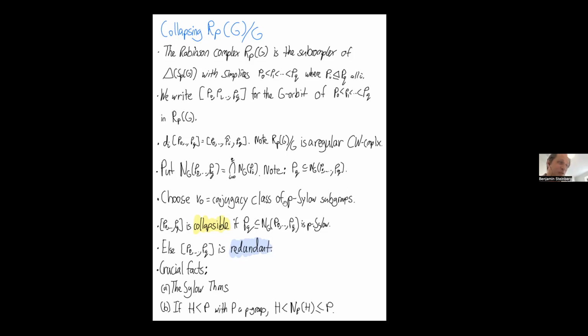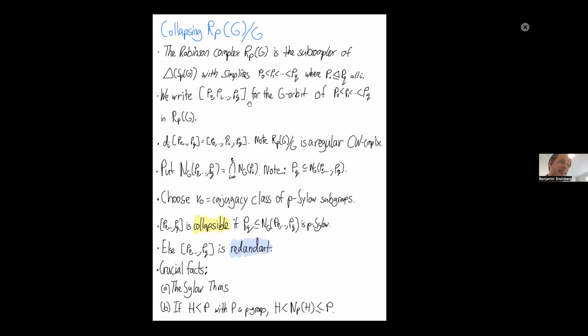And now I have to tell you which other orbits of chains of subgroups, which are all normal in the last guy, are collapsible and which are redundant. So this is the part that makes my proof different than previous proofs. I tell you exactly who's collapsible and who's redundant and what order to do them in. So that's the idea. So when is it going to be collapsible? It's going to be collapsible if PQ is p Sylow in the normalizer.